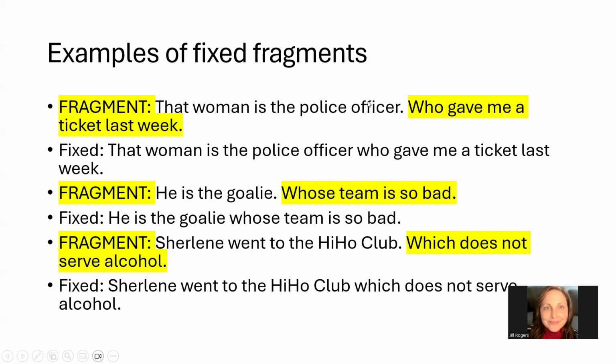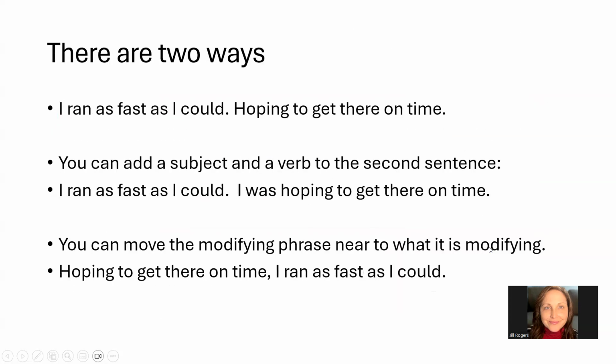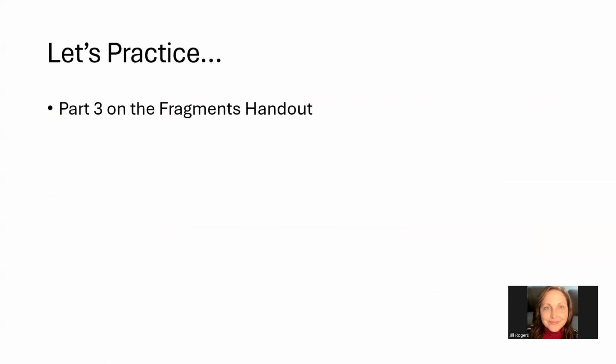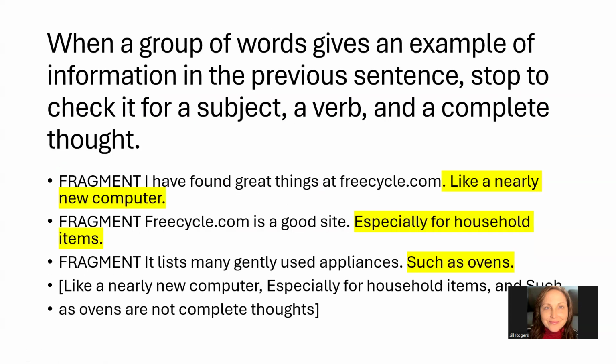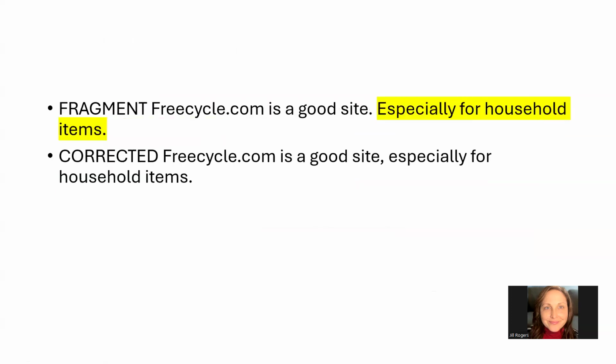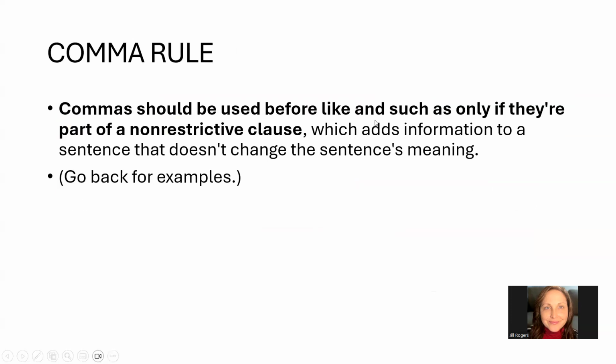So these two, we're modifying this. This is important. It changes the meaning of the sentence. We're modifying the goalie, and it changes the meaning of the sentence. Whose team is so bad? It's necessary to understand the whole meaning of the sentence. This is just extra information. Okay, so I'll just say that one more time. Basically, with examples, you mostly will have just a comma before like, such as, especially, and for example. All right.